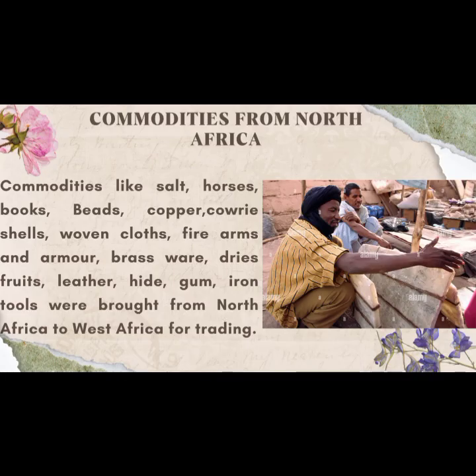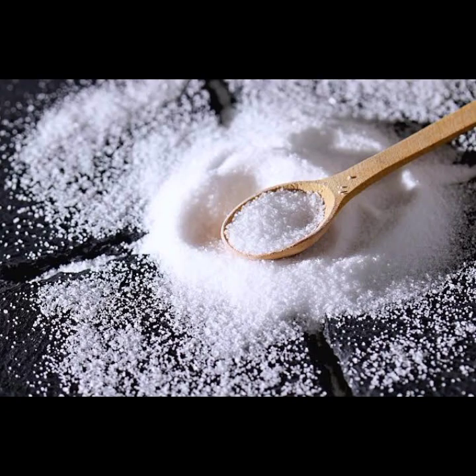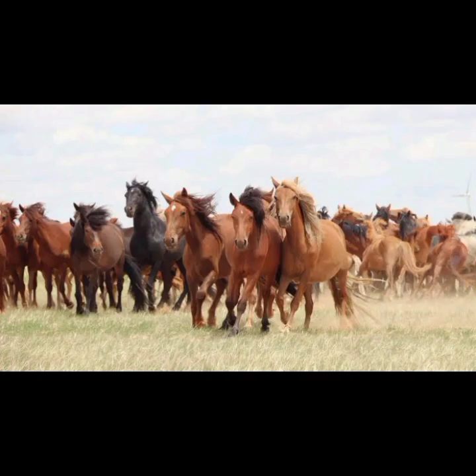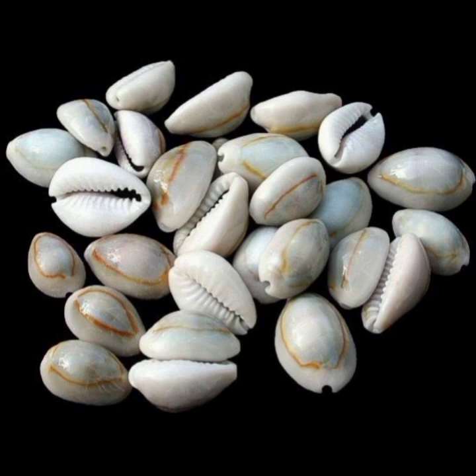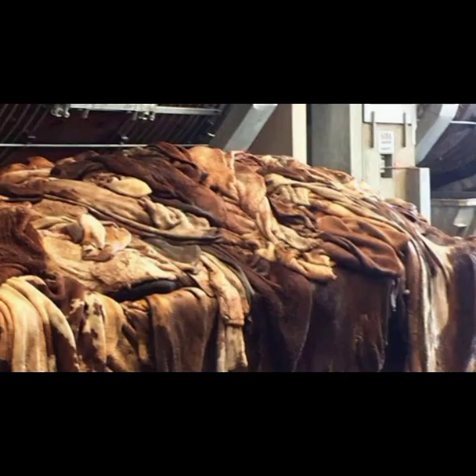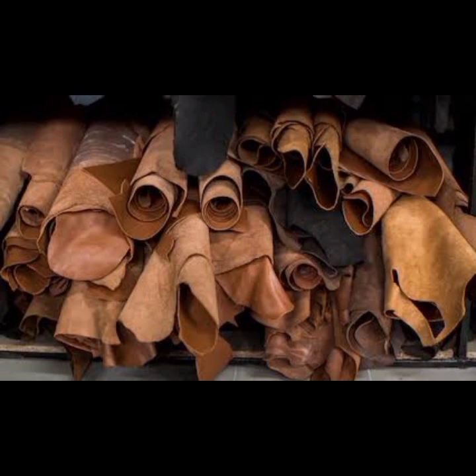As the trans-Saharan trade grew, more commodities were added, as it is with all forms of trade. Commodities that people from North Africa had, which they brought to West Africa for trading, were salt, horses, books, beads, copper, cowrie shells, and many more. We can also include the likes of dried fruits, gum, iron tools, brassware, firearms, and armor.